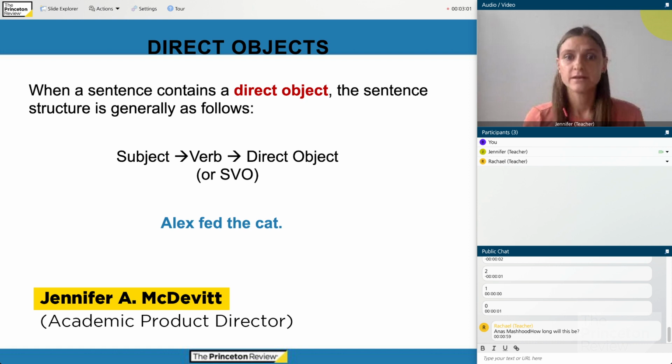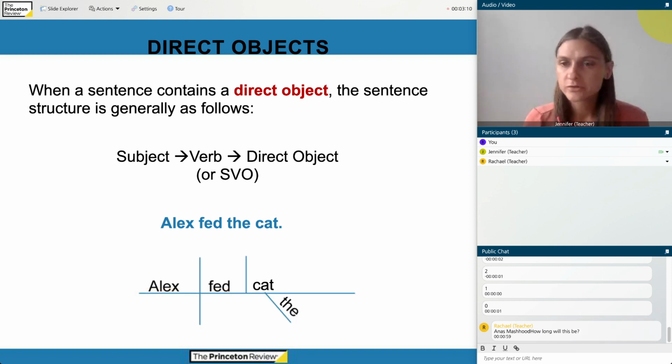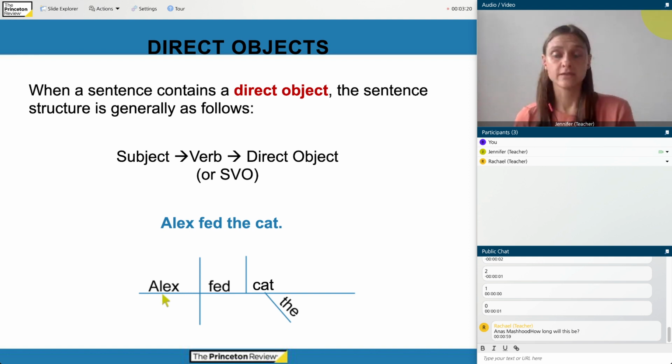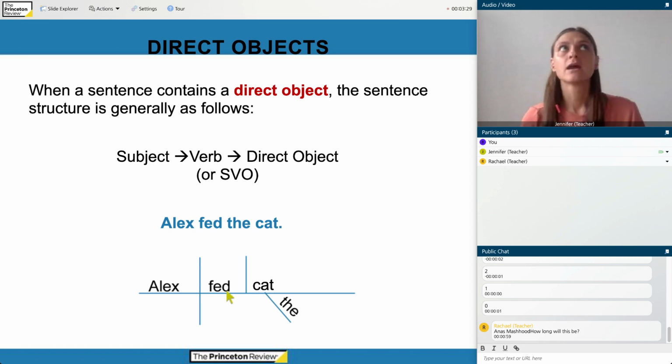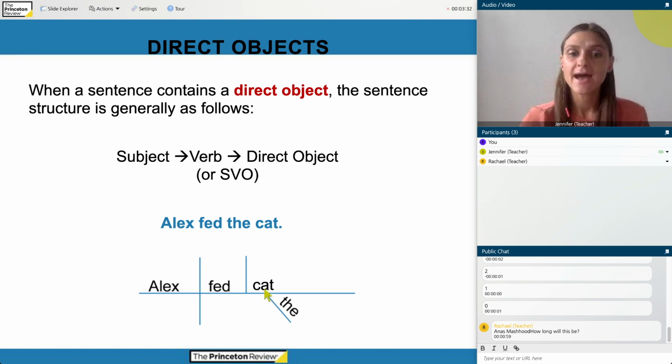Okay, Alex fed the cat. Very short, sweet, simple sentence here. Now, I'm going to show you a sentence diagram so you can see what that looks like. We're not going to go too much into sentence diagrams today, but I just want to provide a visual. Here we have the subject, Alex. Alex is the person feeding the cat, or she fed the cat in the past. So Alex is the subject, fed is the verb. You can ask yourself, Alex fed what? Oh, she fed the cat. So cat is your direct object in the sentence, and the here is just the definite article. So Alex is the subject, fed is the verb, and cat is the direct object that gets the action.